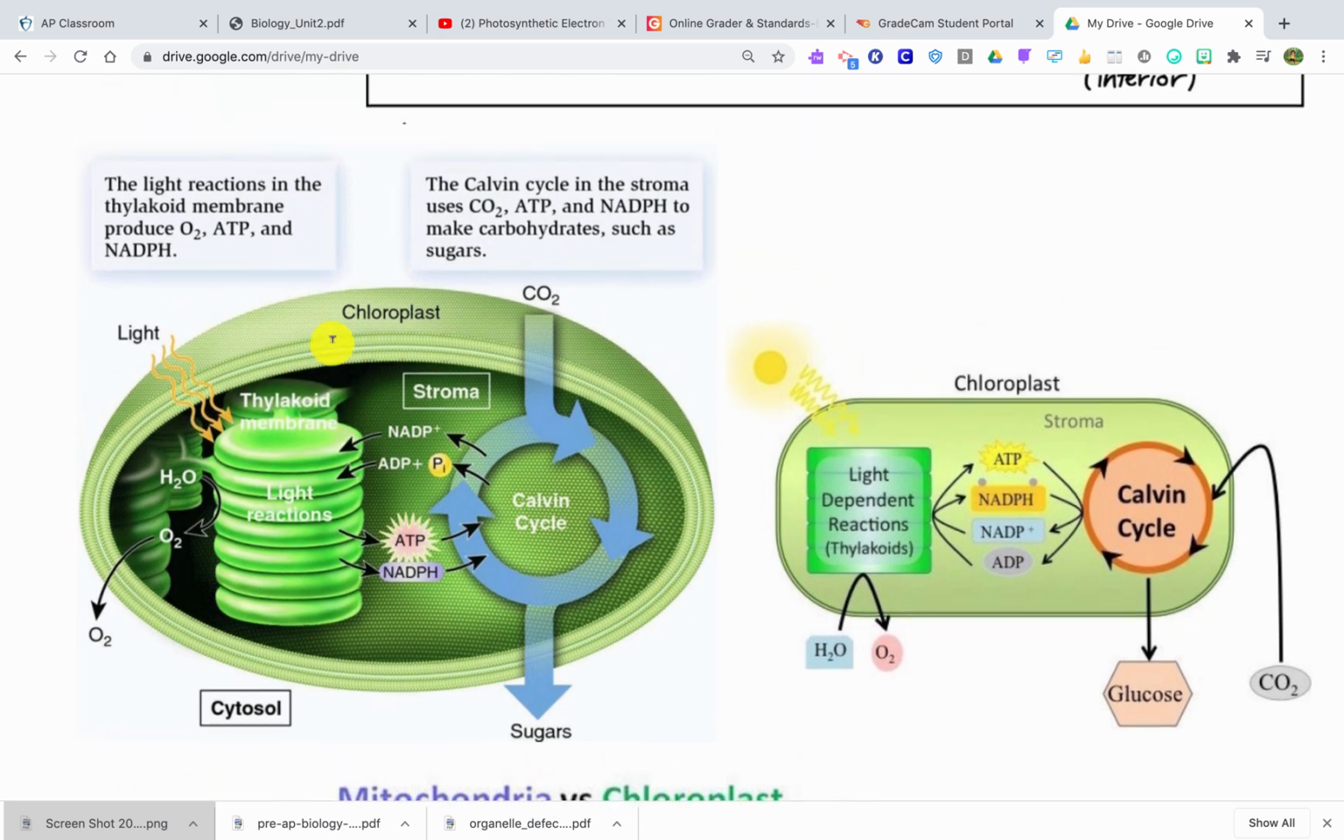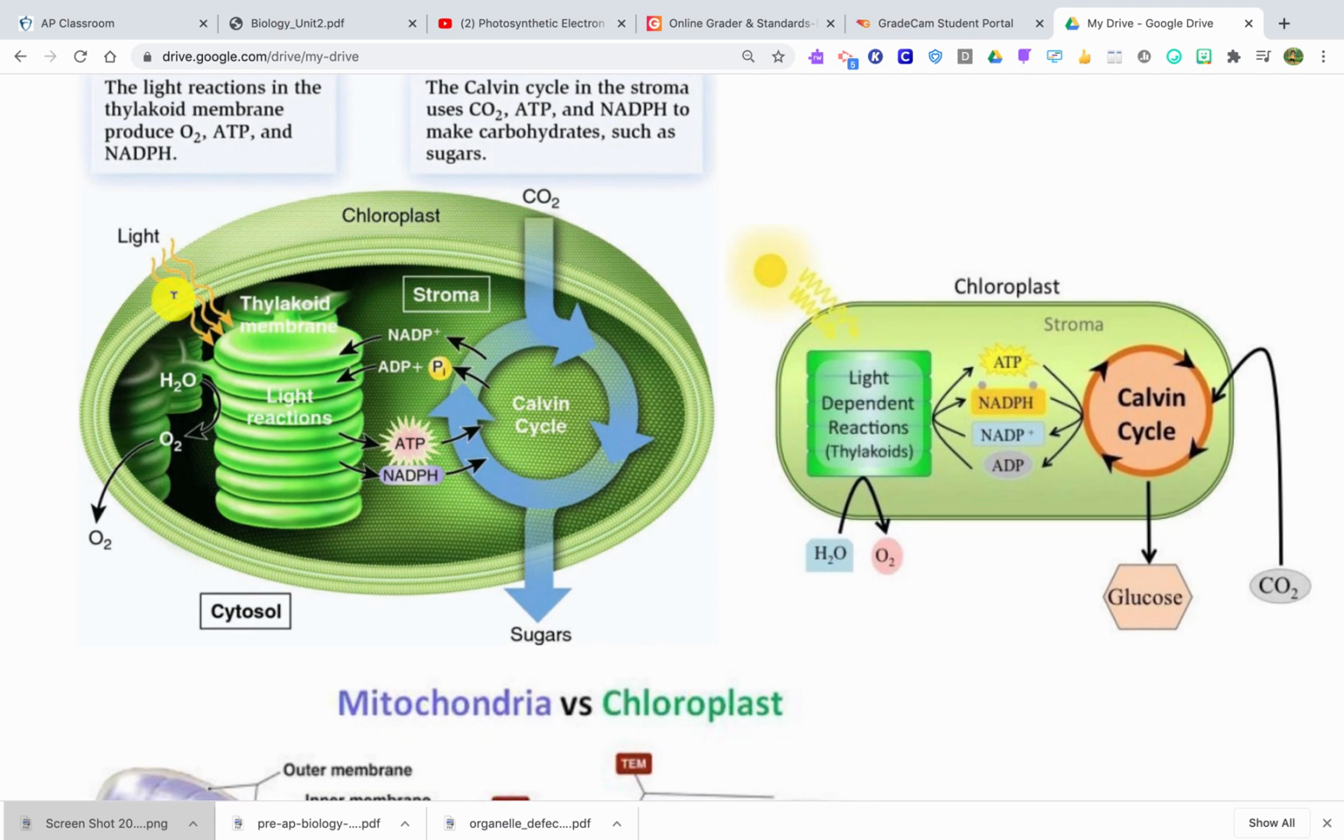But let me just go through it again. I did that pretty fast, so let me go through one more time. The light is harvested on the thylakoid membranes. Oxygen is produced there from water as a byproduct and is given off. And then the energy that's made from that is going to drive a series of reactions that happen in the fluid-filled portion, or the stroma, where carbon dioxide is going to be taken in and synthesized into larger molecules that are sugars or carbohydrates.